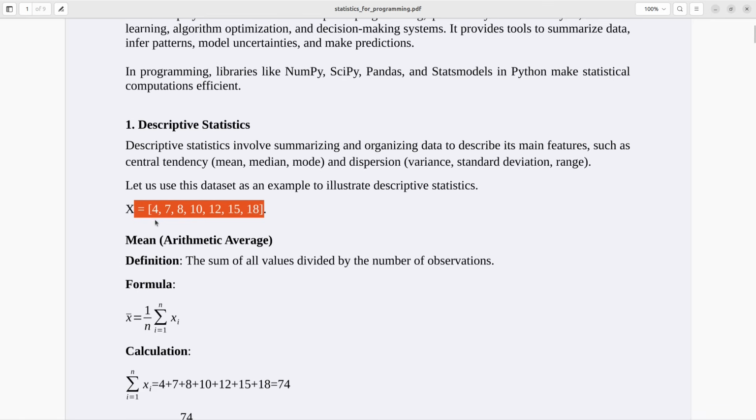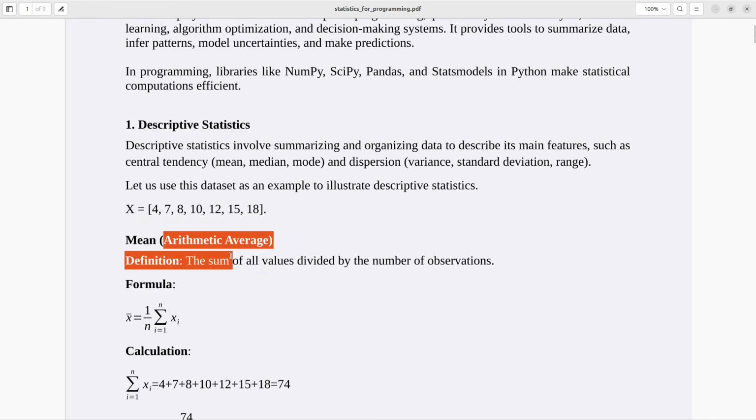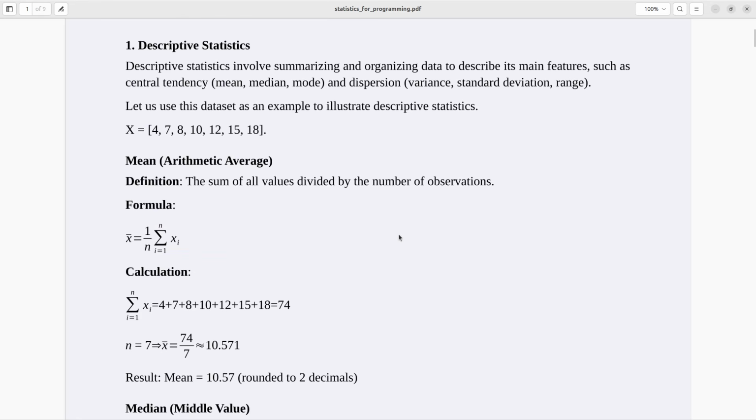So first, we can find out the mean from the data, and the mean is also called the arithmetic average of the data. The definition is rather straightforward. We add up all the values and we divide the sum by the number of observations. Okay, so the formula can be written as this one. We sum up all the values and divide the sum by n. n is the total number of data.